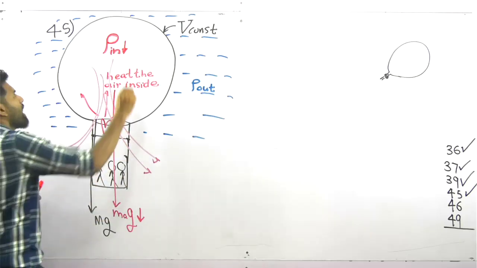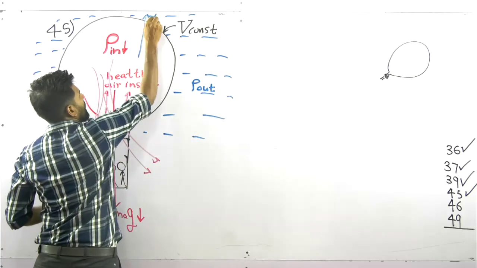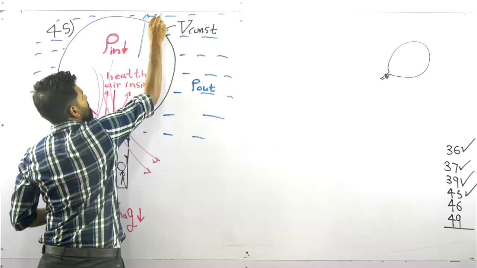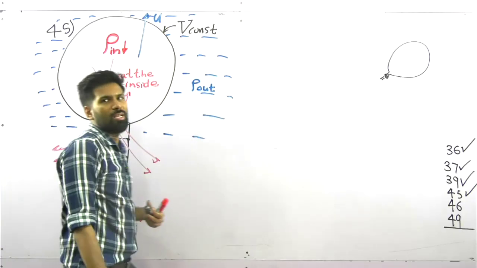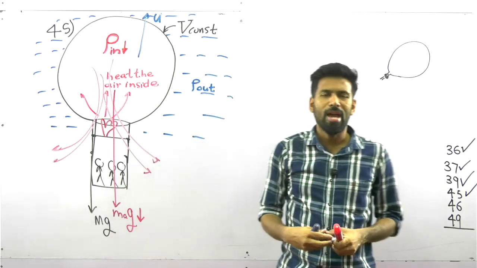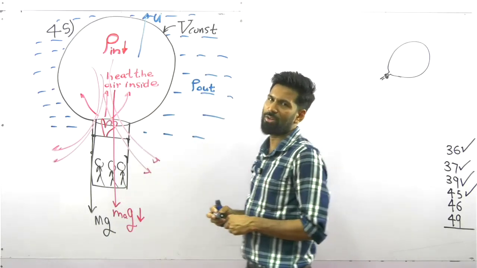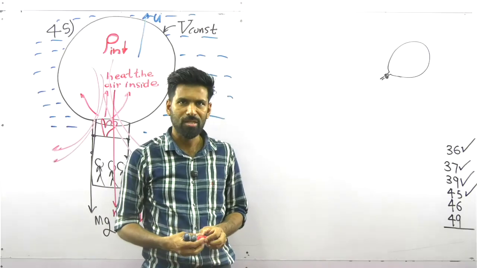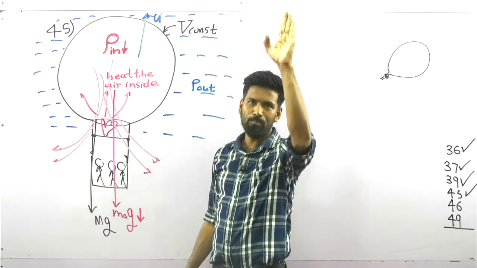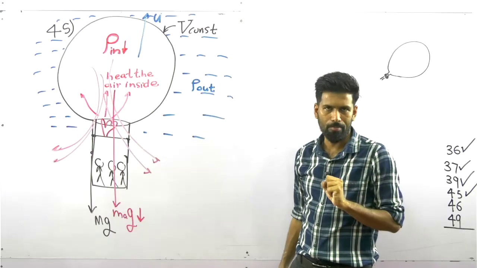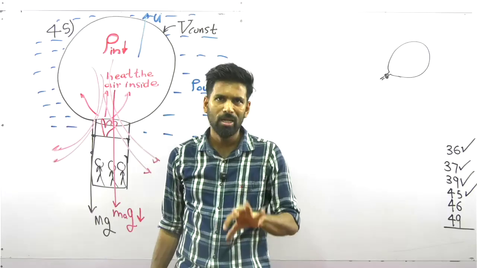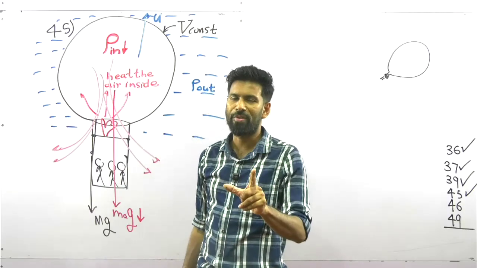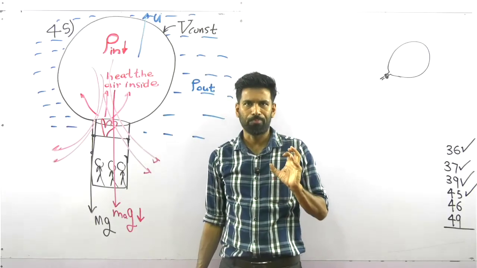Due to the outside air, there will be an upthrust acting on the balloon. That upthrust will move the balloon upwards. That's what's happening here. Okay? I'm giving you a small note after drawing this. Before drawing, this is the situation.